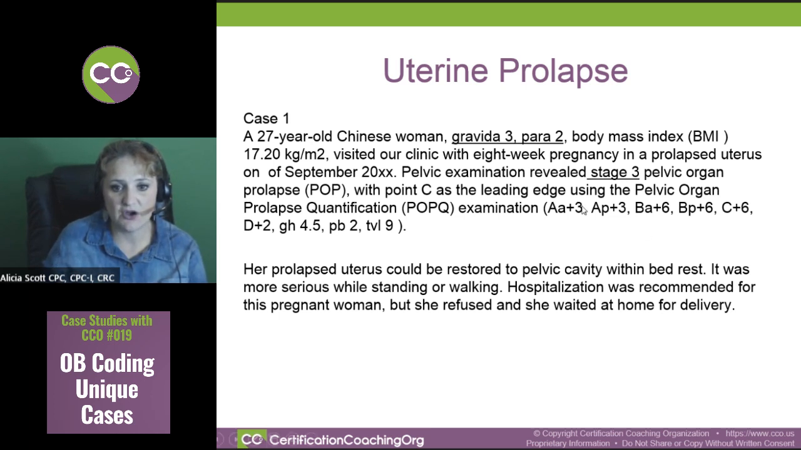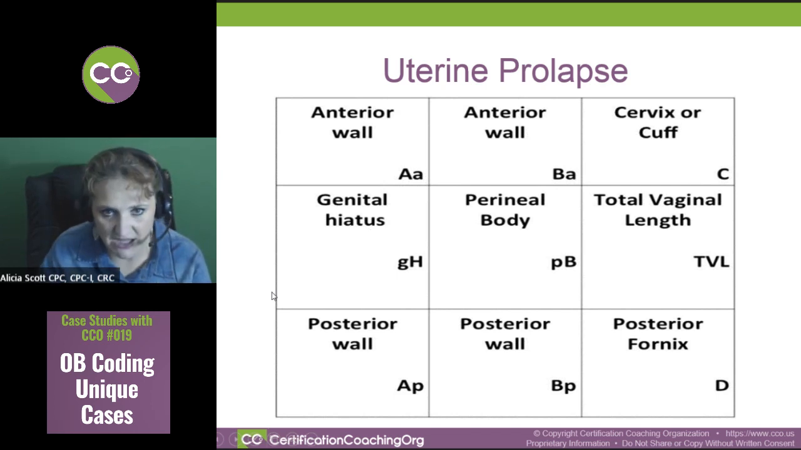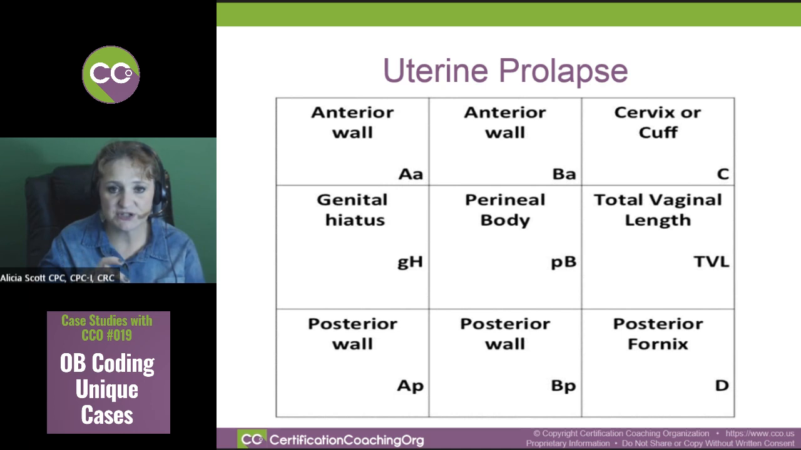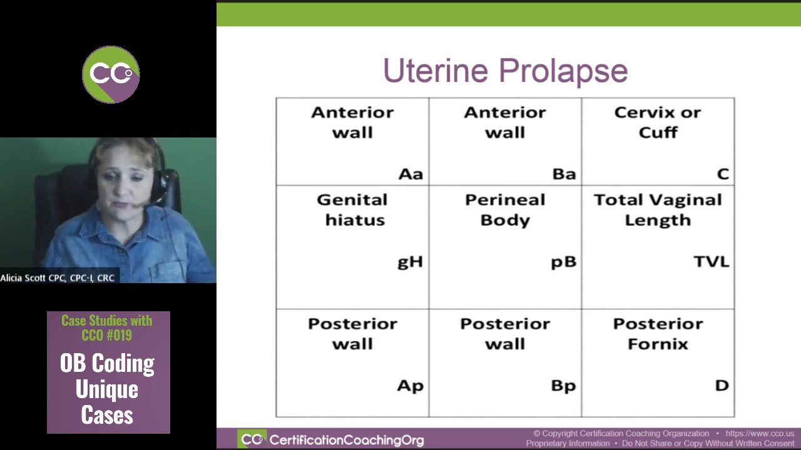Now, keep in mind all of these letters and numbers, and we'll talk about those in a minute. Right there, notice the AA, the BA, GH. This is what they mean. So we're quantifying a better description of the uterine prolapse. And the fact that she's a stage 3, we know how far it's prolapsed, but is it the anterior wall? Is it the cervix or the cuff of the cervix? Is it the posterior wall? Is it the total vaginal length involved? So all of this gives you an in-depth description. And this description is the same whether the mother is pregnant or not.